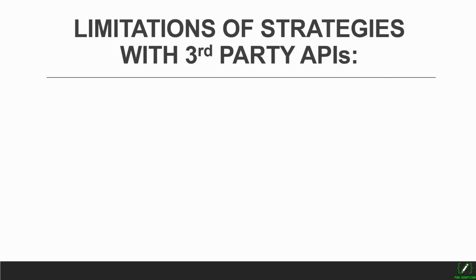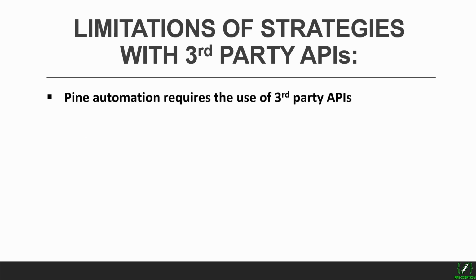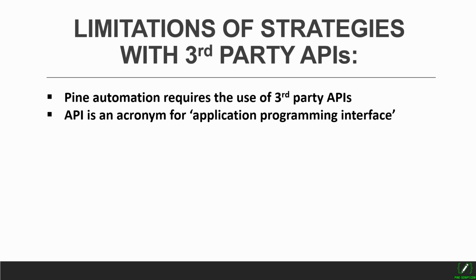Now, let's talk about some of the limitations with the third-party APIs themselves. So first of all, automating our scripts in PineScript requires the use of third-party APIs. If you're not familiar with what an API is, it's an acronym for Application Programming Interface, and this jargon is loosely defined as a software intermediary that allows two applications to talk to each other. So two unrelated applications can speak with each other through the use of an API.